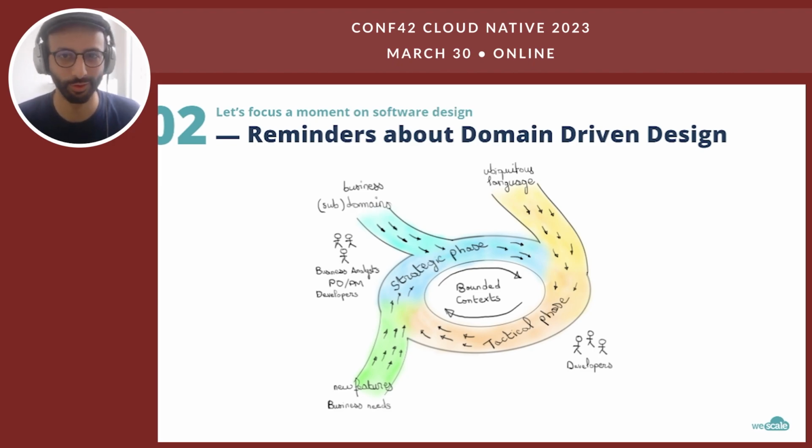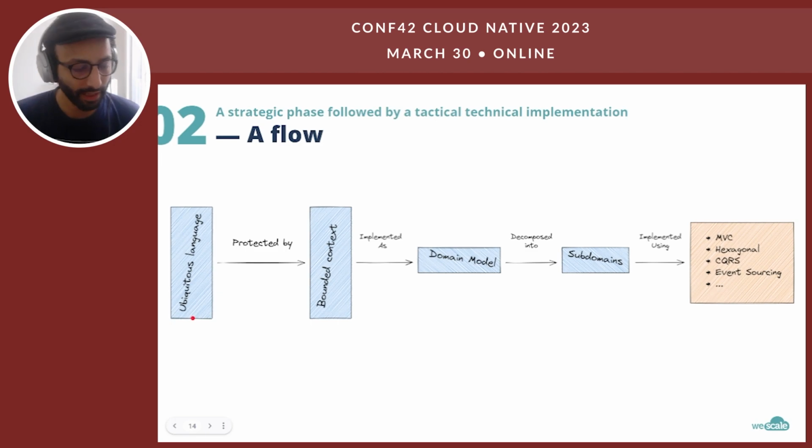If we sum up, the main goal of DDD, domain-driven design, is to make emerge our different ubiquitous languages, which will be protected by the bounded context, and then implemented as a domain model, decomposed into subdomains, and finally implemented using some software design patterns. You may know some of them: MVC for model view controller, hexagonal, CQRS, event sourcing, and so on.